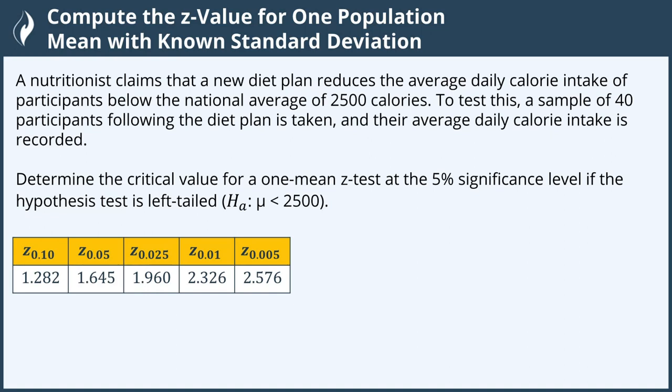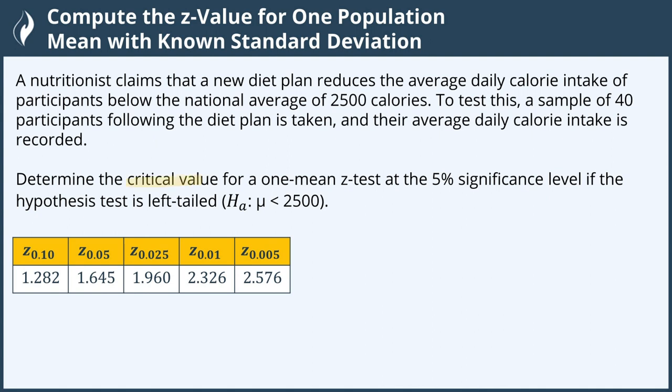Hi everyone! In this video, we will compute the z-value for one population mean with the known standard deviation. A nutritionist claims that a new diet plan reduces the average daily calorie intake of participants below the national average of 2,500 calories. To test this, a sample of 40 participants following the diet plan is taken, and their average daily calorie intake is recorded.